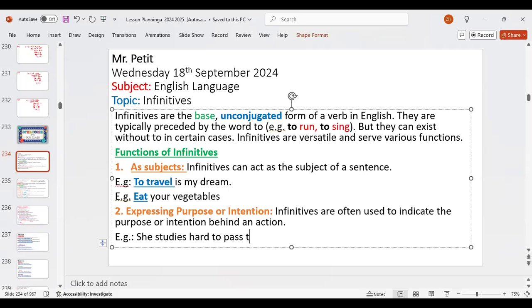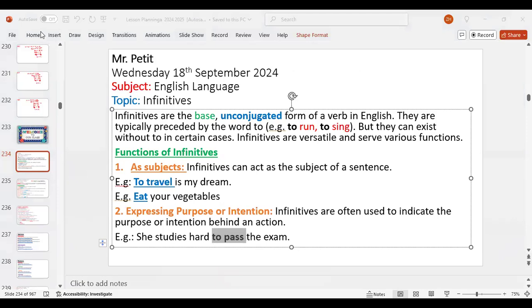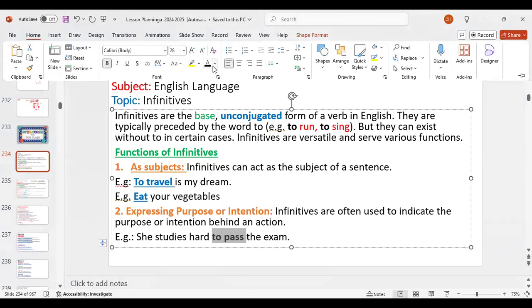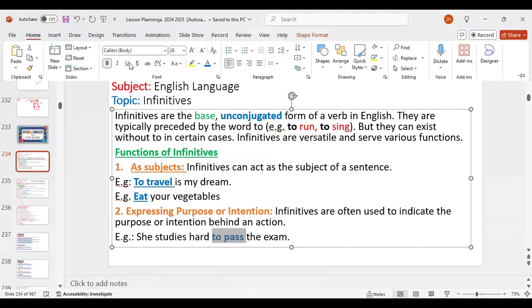To be a head girl. Very good. So what's the infinitive there? To be. Right. So what's the infinitive in this sentence? Not "she studies." To pass. So the infinitive here is telling us the reason why she what? Is studying hard. Why she is studying hard.